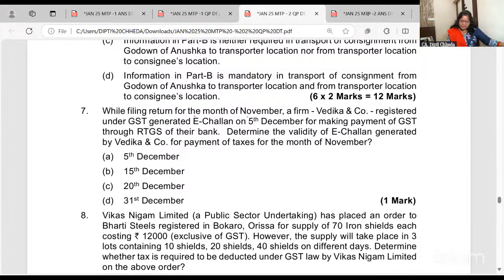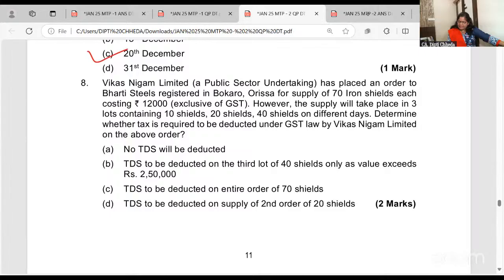Which of the following return for month of November, Vedika, which is registered, under e-challan on 5th December for making of GST? Determine the validity of e-challan. Nothing given. Without reading, we know that e-challan is always valid for 15 days. So if it is issued on 5th plus 15 days, 20th of December tak it is valid.